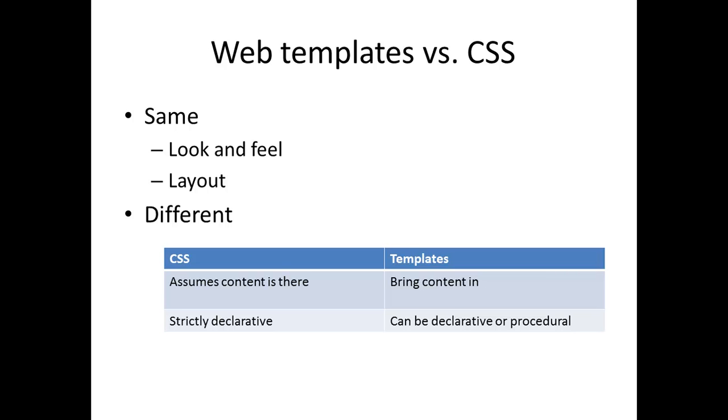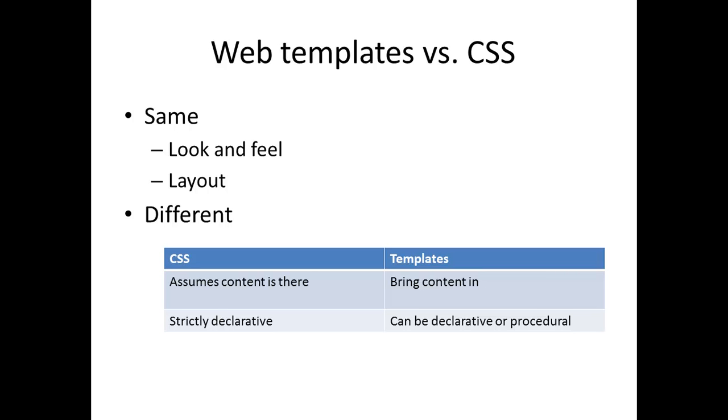Content is already there. There's nothing I can really do about the content. I'm just going to wrap the content in a different look and feel. So that's why it can be declarative. This content has this look and feel, this content ought to float over here, this content ought to be in an absolute position, this content ought to have a border, etc. But it doesn't get to tell you what the content is.